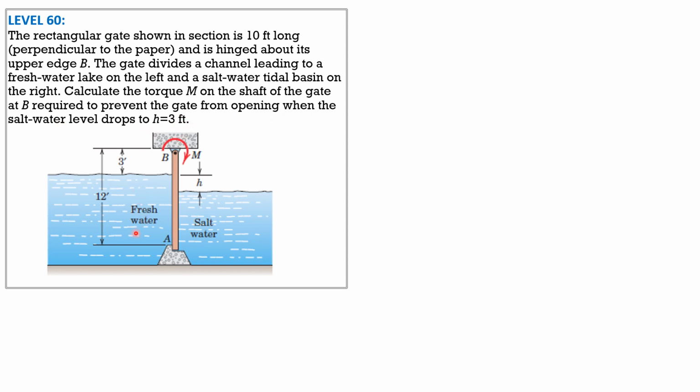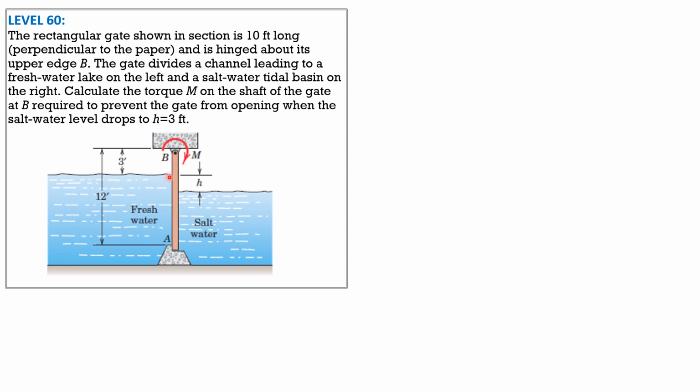So this is freshwater, this is the saltwater. So when the saltwater level drops, the gate is about to open in that direction, counterclockwise. That's why we need to compute this moment here to prevent the gate from opening. So when that happens, there's no reaction at A. So we'll just sum up moments about B.